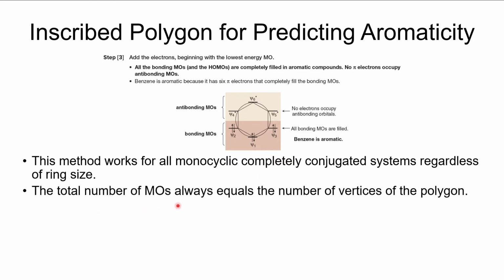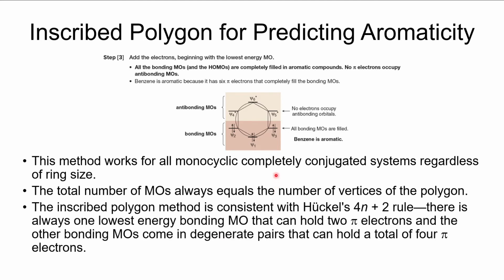All right, so the total number of molecular orbitals is always going to be equal to the number of vertices. So if you have 6 carbons, you'll have 6 vertices, so therefore you will have 6 orbitals. If you only have 5 carbons, you'll have 5 vertices. All right, and we're going to find that the inscribed polygon method is completely consistent with Huckel's 4n plus 2 rule, and it will also help us to explain the anti-aromatic rule that we get for things like cyclobutadiene. So we'll look at that here in just a moment.